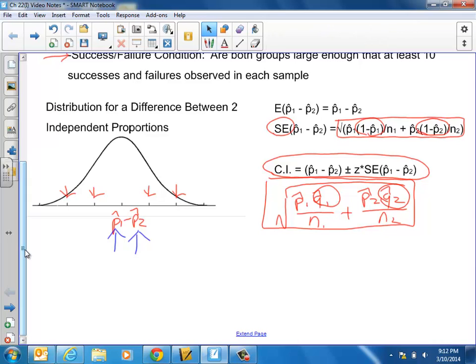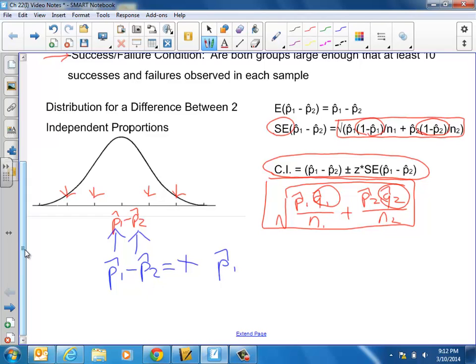So again, if p hat 1 is the sample proportion of support we have for Romney among the boys, and p hat 2 is the sample proportion of support we have for Romney among the girls, anytime p hat 1 minus p hat 2 comes out to be a positive, that means p hat 1, the proportion of support for Romney among the boys, is greater than the support for Romney among the girls. Conversely, if p hat 1 minus p hat 2 comes out to be a negative, that means p hat 2, support for Romney among the girls, would be greater.